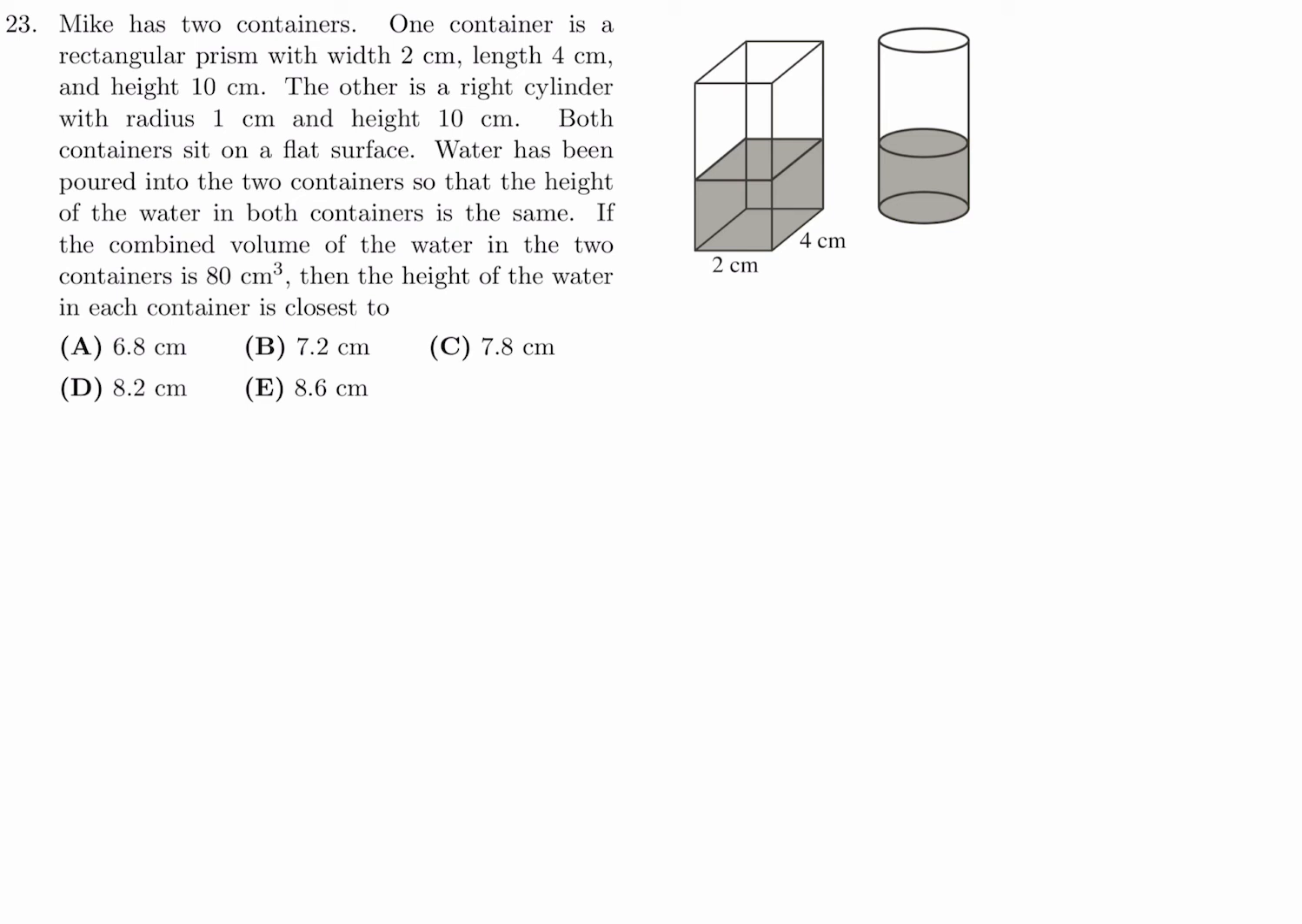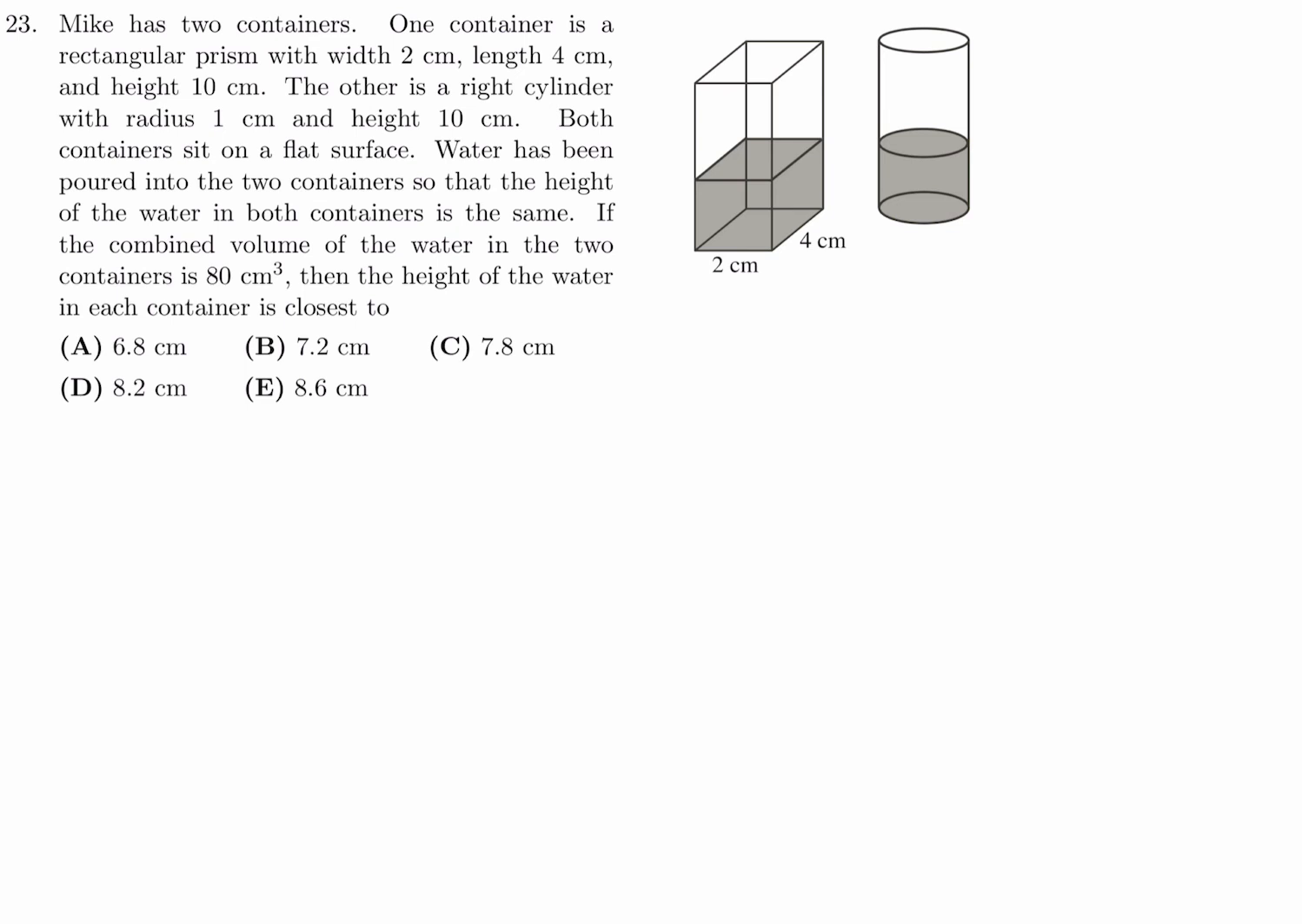Mike has two containers. One container is a rectangular prism with width 2, length 4, and height 10. The other is a right cylinder with radius 1 and height 10. Both containers sit on a flat surface. Water has been poured into the two containers so that the height of the water in both containers is the same. If the combined volume of the water in the two containers is 80 centimeters cubed, then the height of the water in each container is closest to.